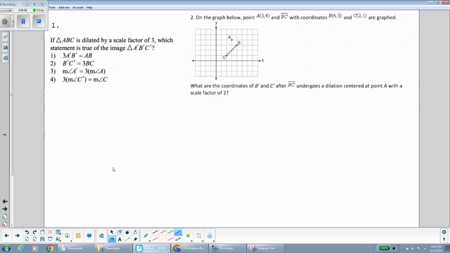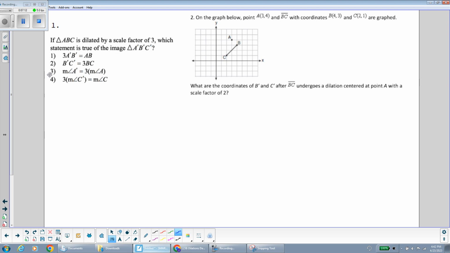Let's take a look at some practice questions. You might want to pause the video and try to answer the questions on your own first. If triangle ABC is dilated by a scale factor of 3, which statement is true of the image A prime, B prime, C prime?